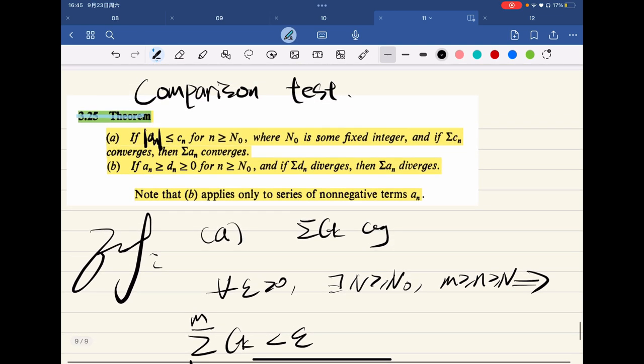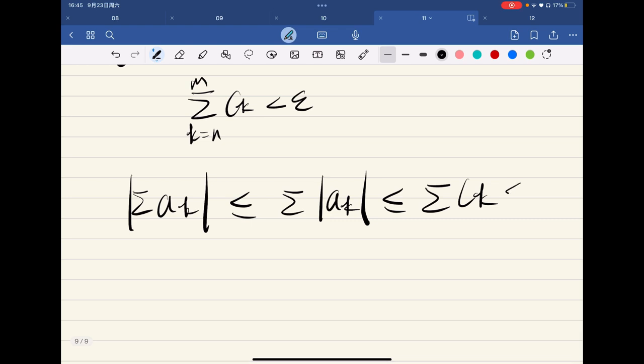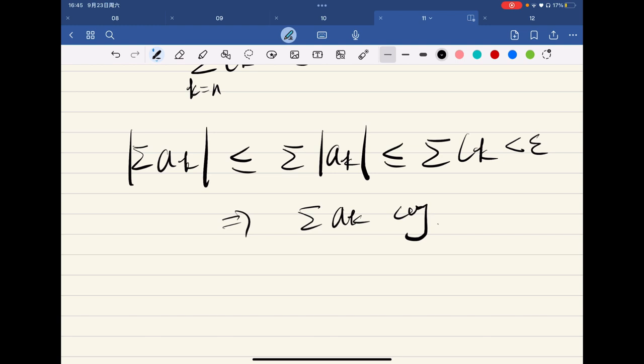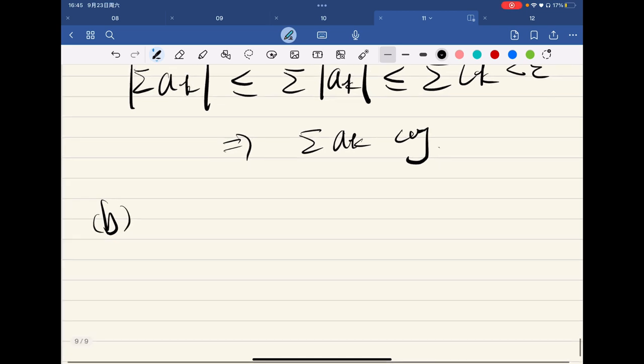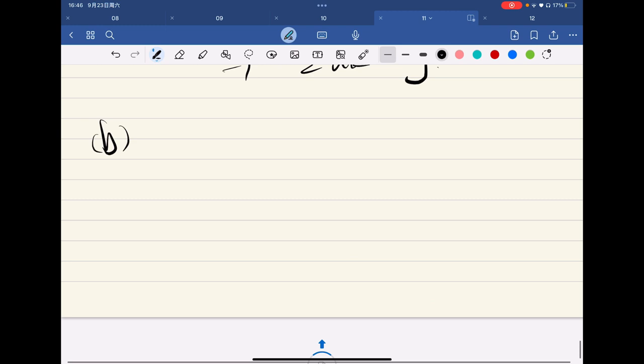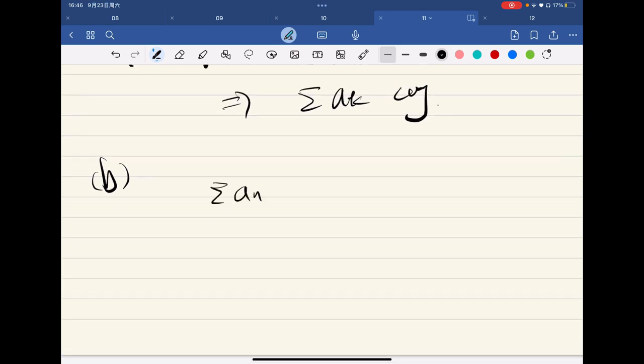And part B says that if the sum of d_n diverges, then the sum of a_n diverges. This is basically a comparison test, right? The contrapositive means that if a_n converges, then d_n converges by part A. And this is equivalent to saying that if d_n diverges, then a_n diverges, the contrapositive. And that's it.